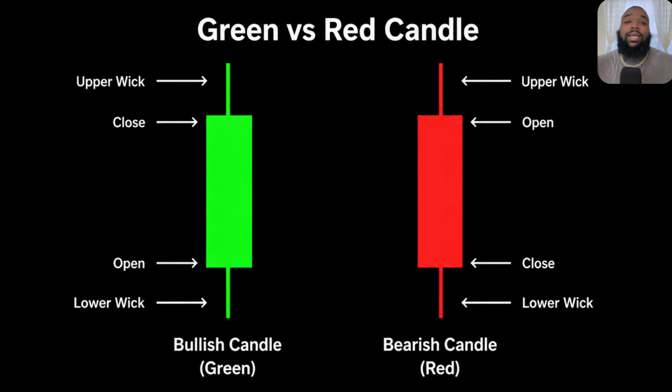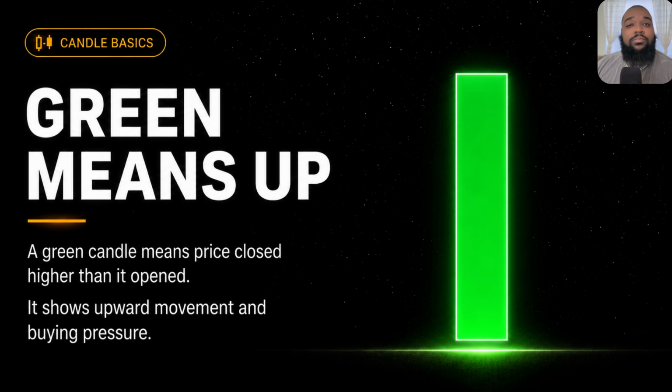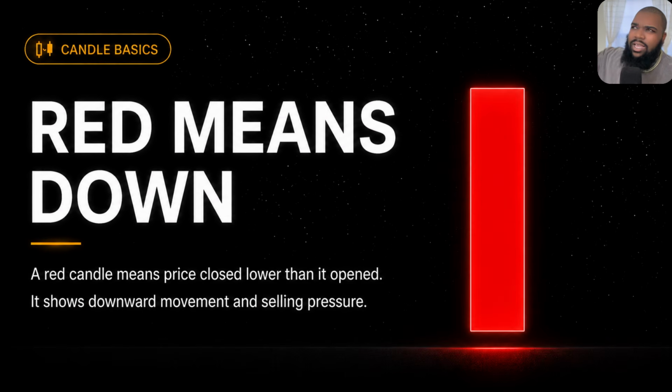So we're trading candlesticks. And so green means up. As simple as that, green means up. That means I think price is gonna go up. I'm gonna buy. So green means up. And red means down. So I think price is gonna go down, so I'm gonna sell. So those are the only two options that you have in the market. You either buy or you sell.